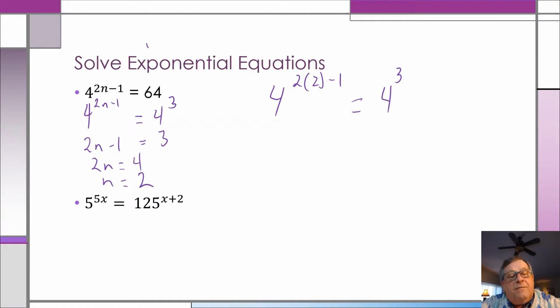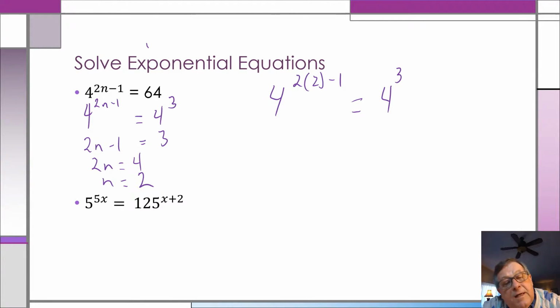Now here we got 5 raised to the power of 5x, and that equals 125 raised to the power of x plus 2. Now, this kind of involves a different step, but initially I want to do the same thing. I want to think about this 125. Can I get it to a base 5? Well, 5 times 5 times 5. 5 times 5 is 25, times 5 is 125.